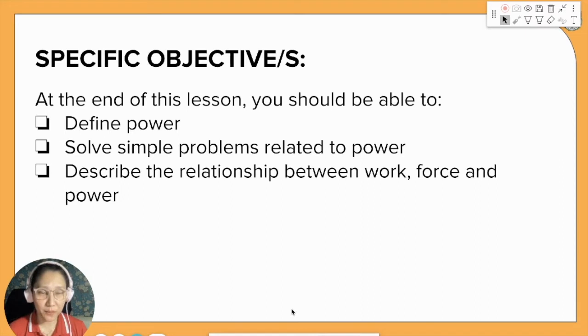So, the specific objectives for this lesson are the following. The first one, define power. Second, solve simple problems related to power. And lastly, describe the relationship between work, force, and power.